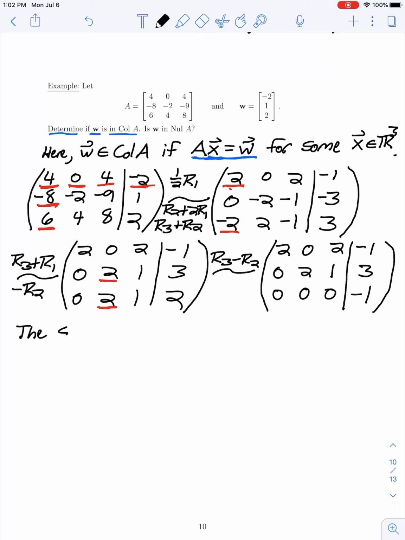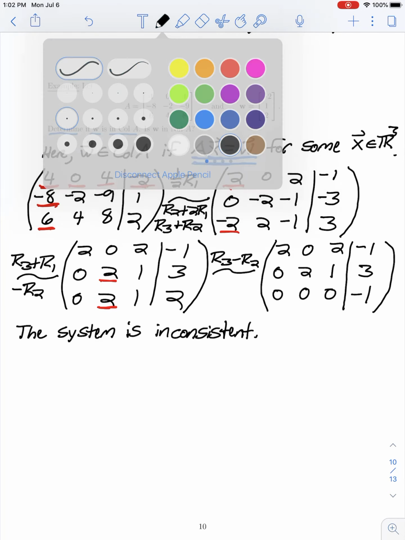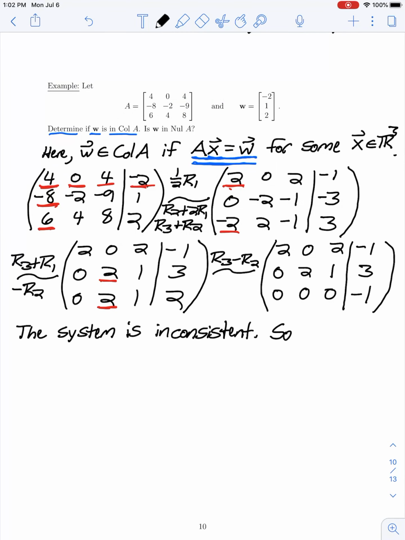So here the system is inconsistent, which means that there is no vector x such that A times x can be equal to w. Therefore, w does not lie in the column space of A. So we can say that the vector w is not an element of the column space of A.